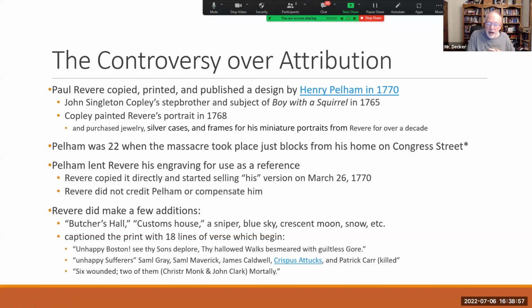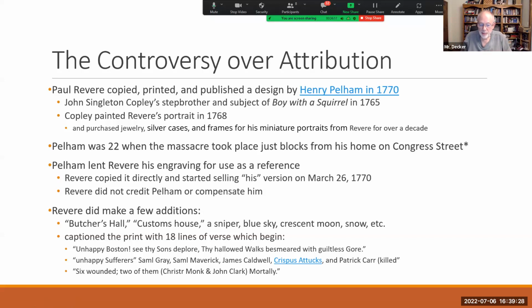Pelham lent Revere his engraving for use as a reference. Revere copied it directly and started selling his version on March 26, 1770. Revere did not credit Pelham or compensate him. Revere did make a few additions. He's the one who added Butcher's Hall and Customs House. He also added a sniper, the blue sky, the crescent moon, and the snow.